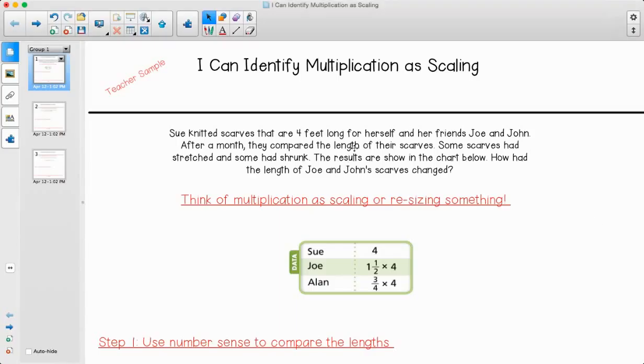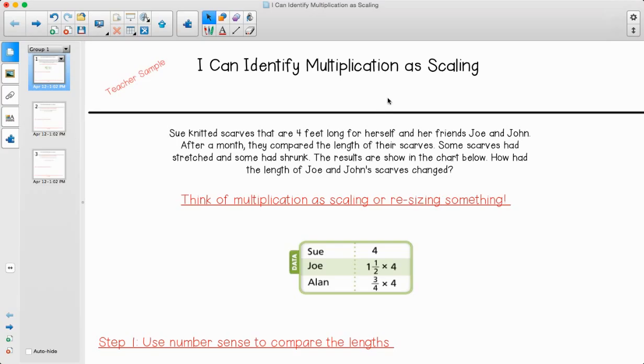Your I can statement for today is I can identify multiplication as scaling. And I'm going to be honest, prior to this unit, I had never heard of multiplication as scaling. I think it's a new standard that's being assessed. So this will be an interesting unit for us to work with each other on.